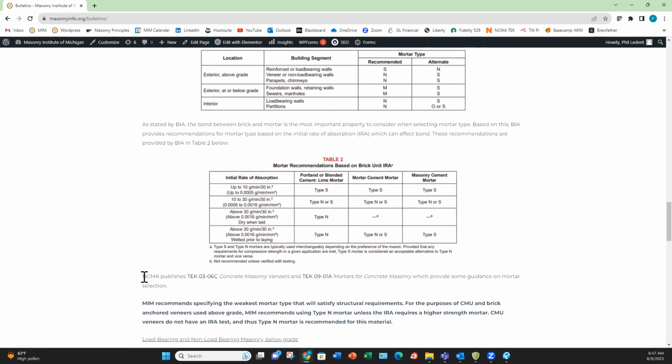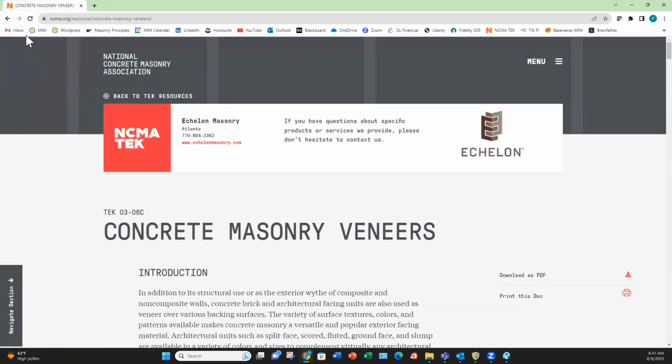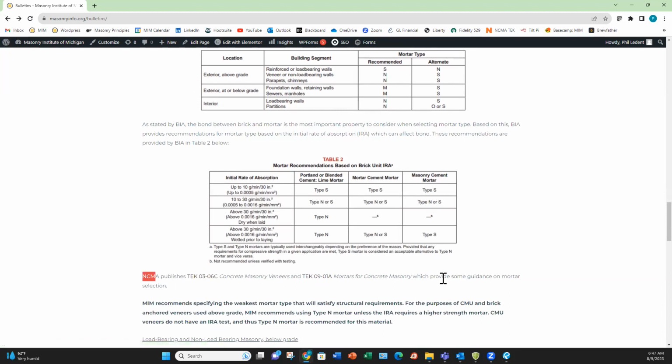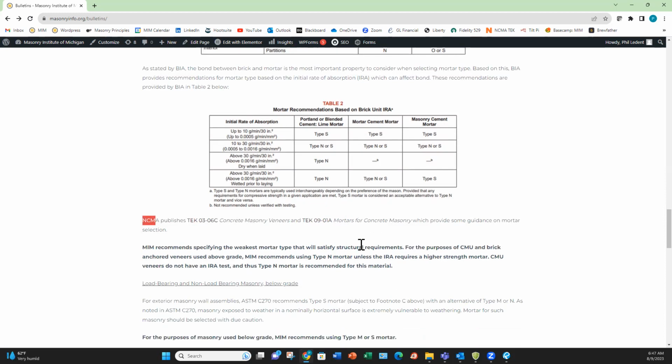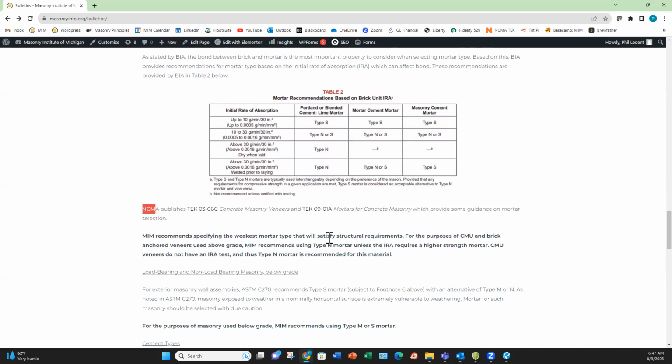NCMA or CMHA does publish Tech Note 3-6C, which again, we have a hyperlink to here. And that's going to be for concrete masonry veneers. And they're going to recommend type N mortars are used for concrete masonry veneers. But again, our recommendation is we're going to use the weakest mortar type that will satisfy our structural requirements. So we're going to recommend type N for our veneer walls unless we have a suction rate that requires the use of a higher strength mortar.